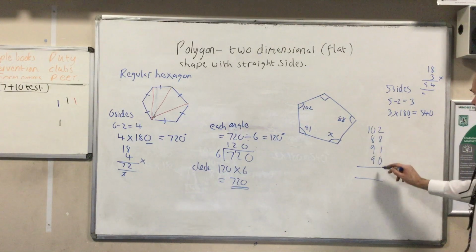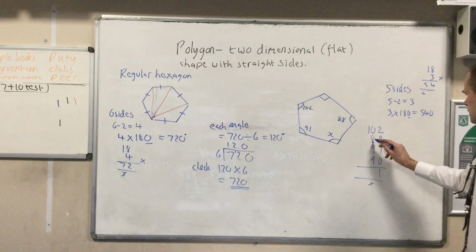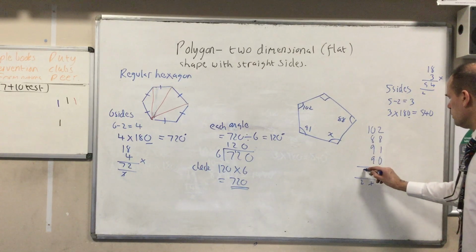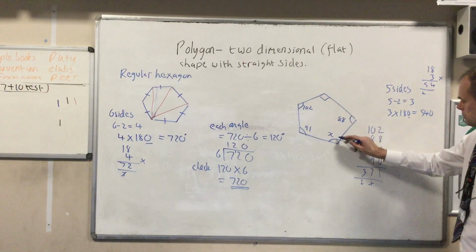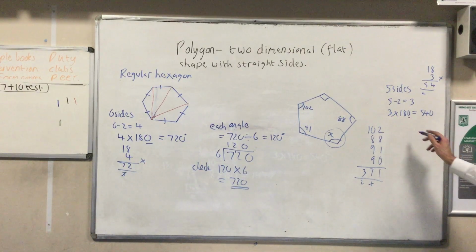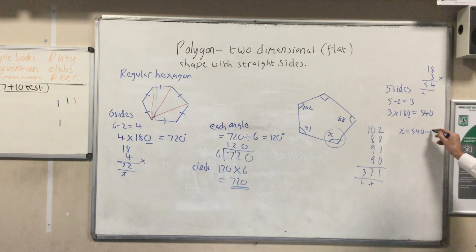2 and 8 is 10, it's 11, carry the 1. 9 and 1 makes 10, 19, 27, carry the 2 there, and it gives you 371. Now that's right, so those 4 make 371. The missing one has got to add with that to make the magic total 540. So all we do to get x is 540 minus 371.